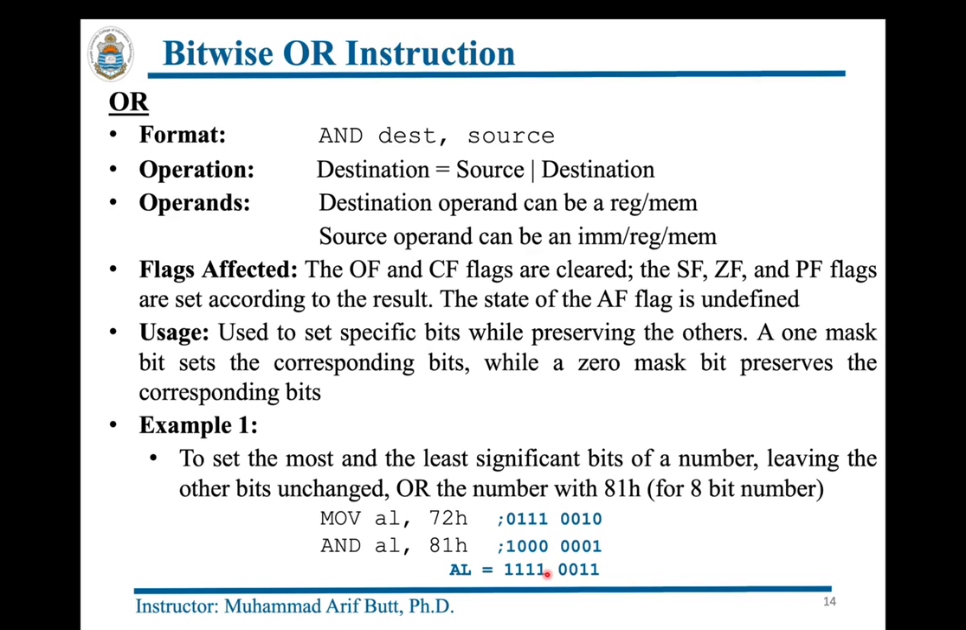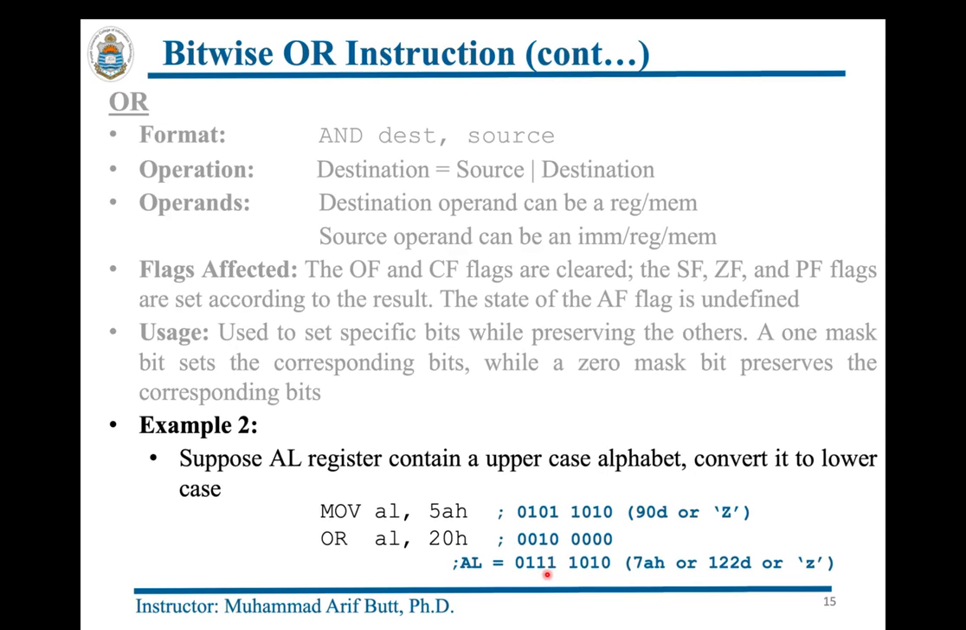Okay, so let's see another example. We have already seen that we can convert a lowercase alphabet to uppercase using the AND operation, and let us do the reverse over here. That is, convert an uppercase alphabet to lowercase, and for that we can use the OR operation. For this we just need to set the bit at position 5 having weight 32. So the mask for this is 20 hex. So we need to set this bit and leave the rest of the bits unchanged.